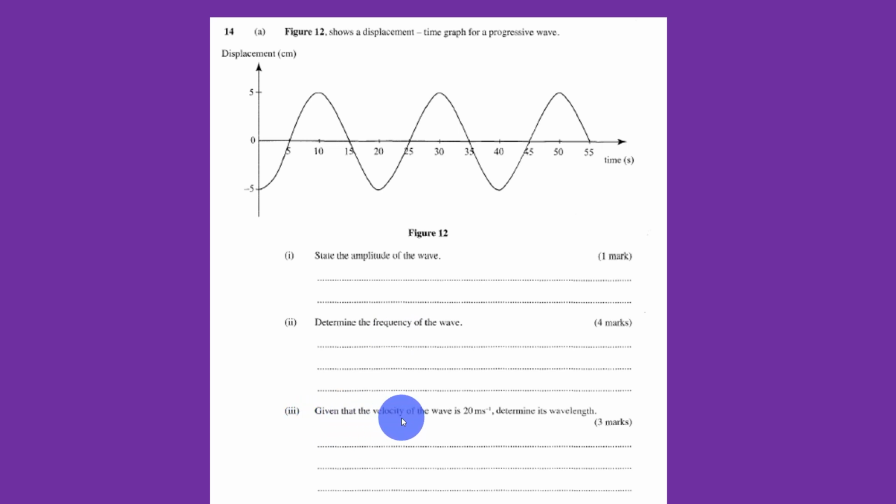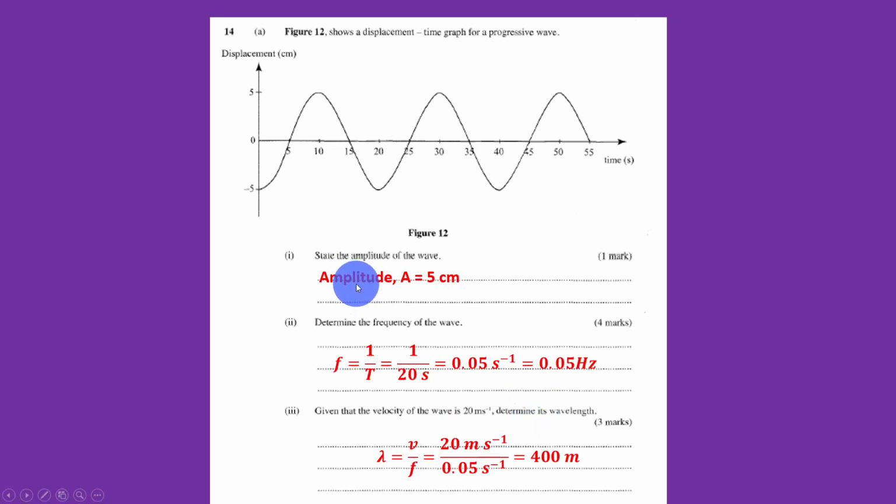Part 3, given that the velocity of the wave is 20 meters per second, determine its wavelength. Remember here, we know its frequency. So since we've been given the speed, we can determine the wavelength. And this is how I worked out the answers. So amplitude A is 5 centimeters. There is no big deal about that.